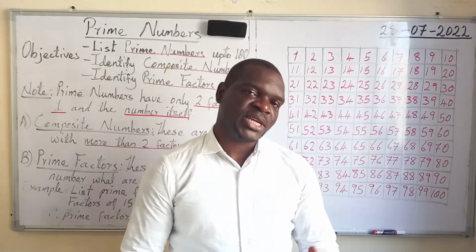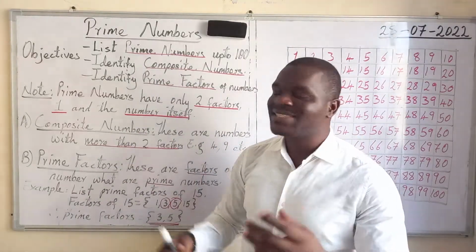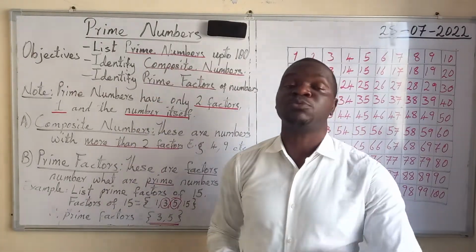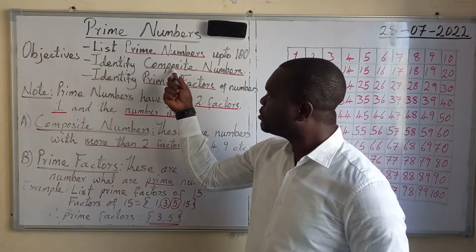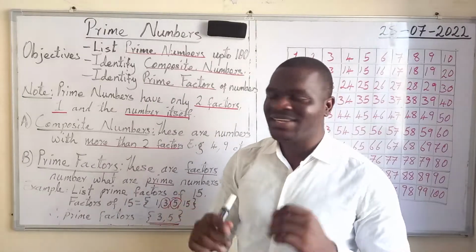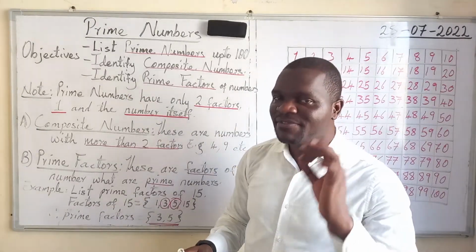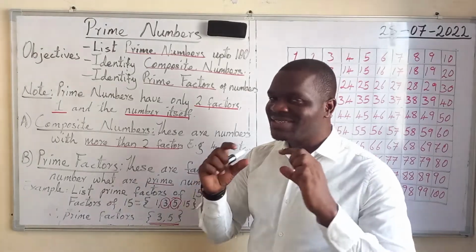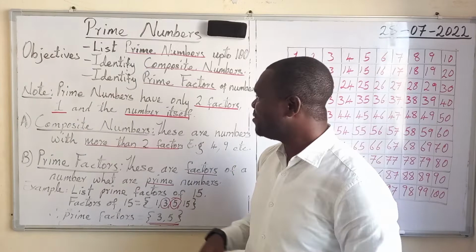What are our objectives for today's lesson? First, we want to be able to list prime numbers up to 100. Secondly, we want to be able to identify composite numbers. And thirdly, we want to be able to identify prime factors of numbers. These are the targets that we want to achieve by the end of our lesson.